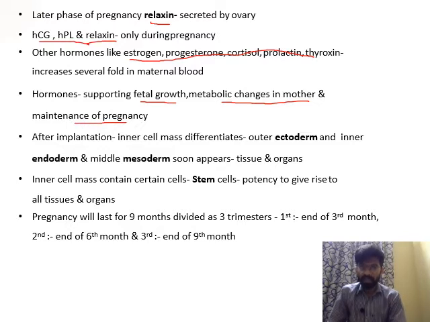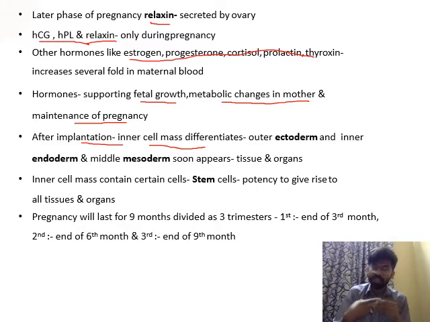And after the implantation, the inner cell mass differentiates, and it leads to the formation of three layers: ectoderm, mesoderm, and endoderm. These three layers are known as germ layers.